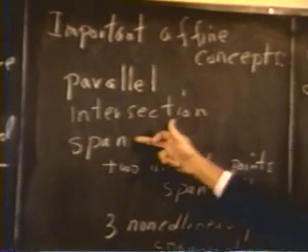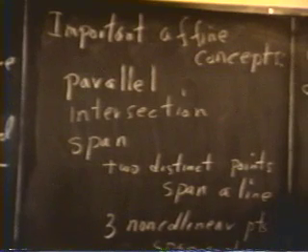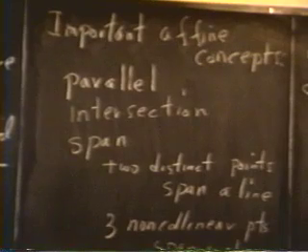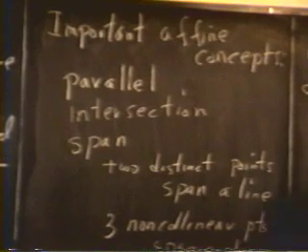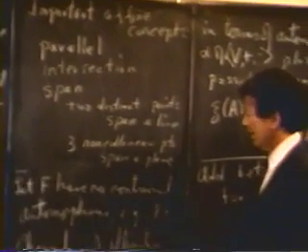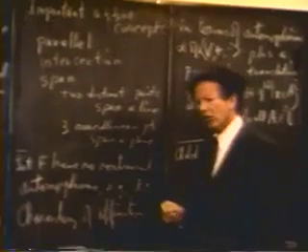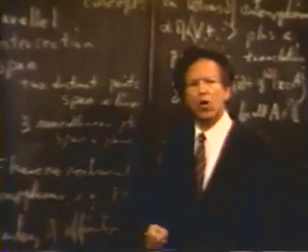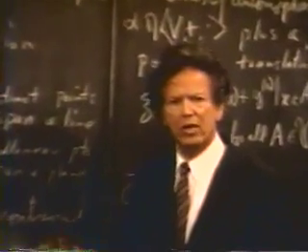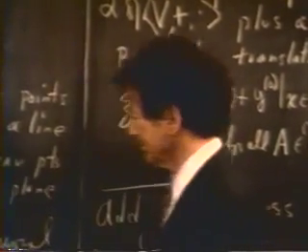And at least as important is the concept of span. We have the familiar idea of two distinct points spanning a line or determining a line, three non-collinear points spanning a plane or determining a plane. So that notion of span is also an affine notion. When we say it's an affine notion, we mean that no stronger geometry is needed in order for that concept to be defined and to be meaningful.